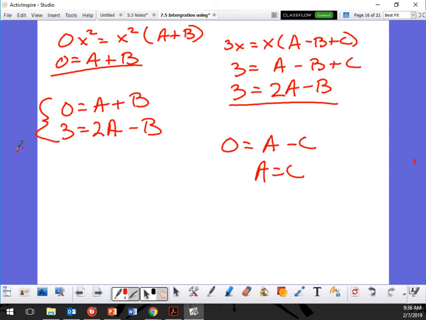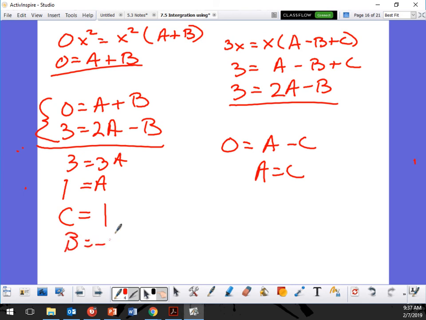So these ones I can actually do together. What method am I going to use here? I already did substitution. This is elimination. So I'm going to eliminate that B that's giving me some problems. So B's go away. I get 3 equals 3A, so A equals 1. So C equals 1, and B equals negative 1.